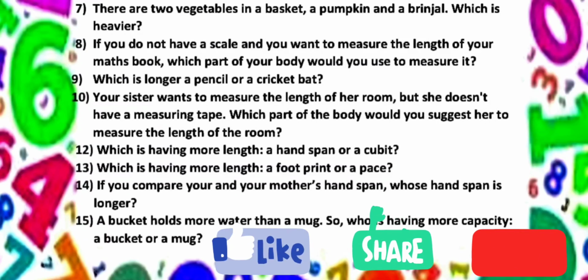Now coming to the 14th question. If you compare your hand span and your mother's hand span, whose hand span is longer? This is a very easy question. Your mother's hand span will be longer than yours. So the correct answer is your mother's hand span will be longer. Now coming to the 15th question. A bucket holds more water than a mug. So which has more capacity, a bucket or a mug? Obviously the bucket. Bucket has more capacity. So the correct answer is bucket.